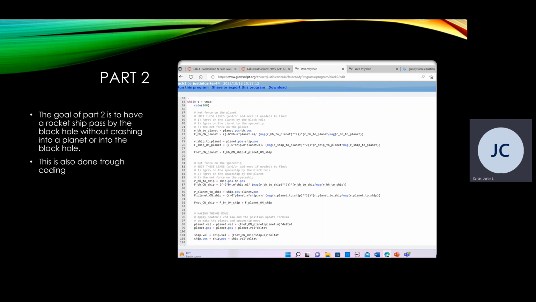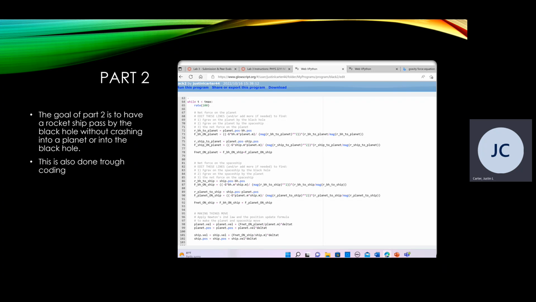In part 2, the goal is to have a rocket ship pass by the black hole without crashing into the black hole or into a planet nearby. This part was also done completely through code. Shown in the code are the equations to get the net forces acting on the rocket ship. All of these forces are simply gravity forces between the ship, planet, and the black hole.